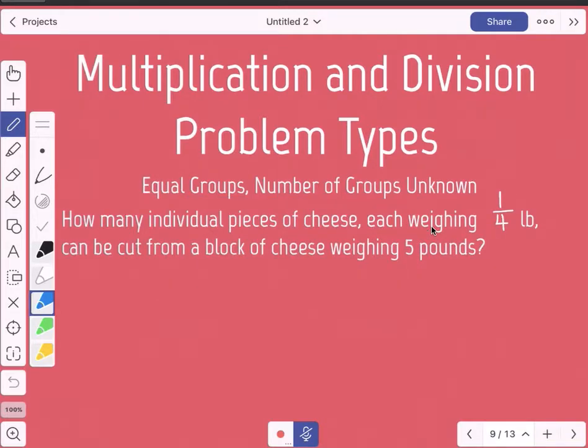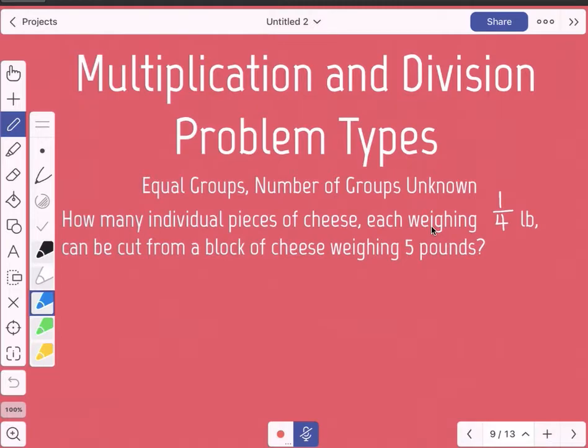Now, another one we might have is equal groups, number of groups, unknown. So we know how big the groups are, we know the total, but what we don't know is how many groups we're finding. So here's an example of that. How many individual pieces of cheese, each weighing 1/4 of a pound, can be cut from a block that weighs 5 pounds?